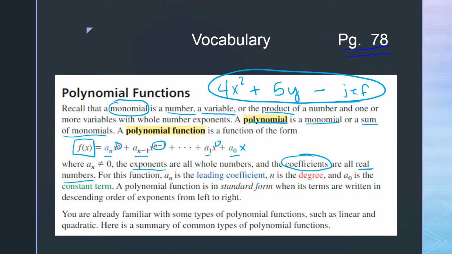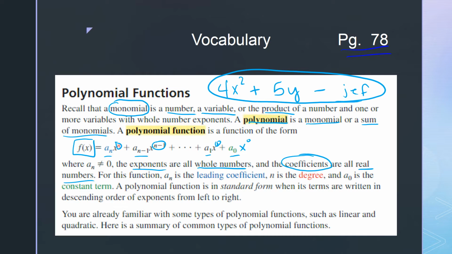This one would be like x to the 0. This is like x to the 1, x to the 0. So what happens here is all of these exponents have to be whole numbers. That means they have to be numbers larger than or equal to 0. So they have to be 1 or more.